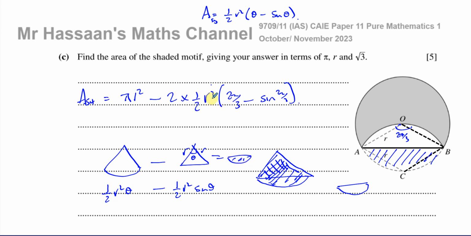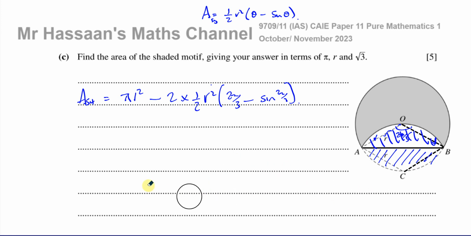A half r squared, theta minus sine theta. We've got to multiply it by 2. Why? Because we have to include this segment as well, which has the same area as that. Okay, so there's a bit of background to what I've written down there. And then we can hopefully simplify it and have something in terms of pi, r, and root 3.